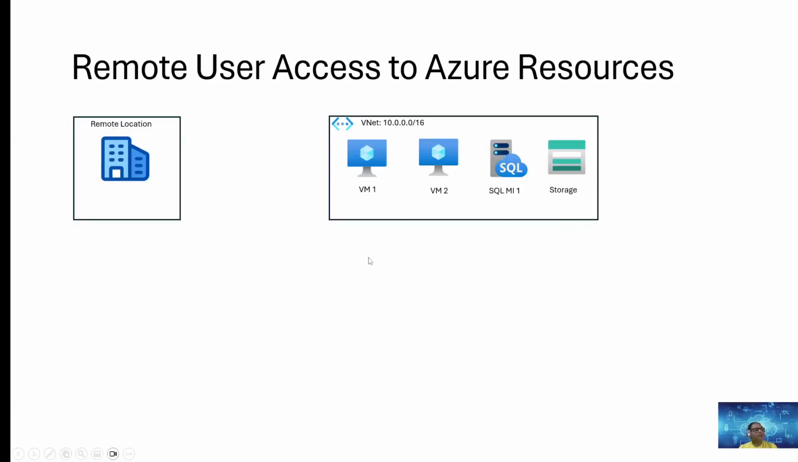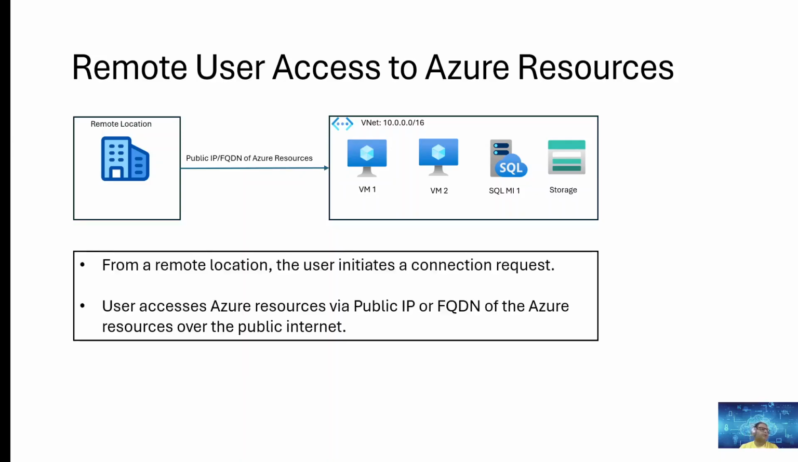So imagine a scenario where a remote employee or a consultant needs access to Azure resources from their home or their remote location. Typically, they access it via a public IP or a fully qualified domain name. So is this the right way to access it? It is a way to access it, but there are better and more secure ways of accessing it.